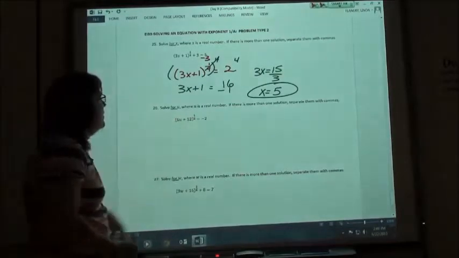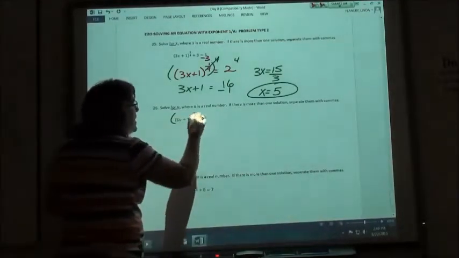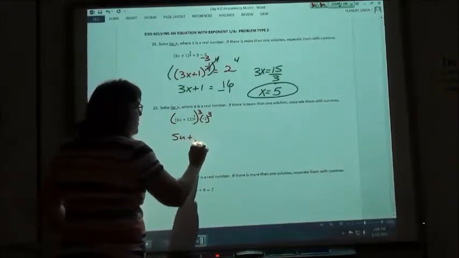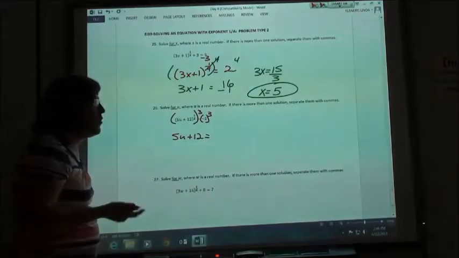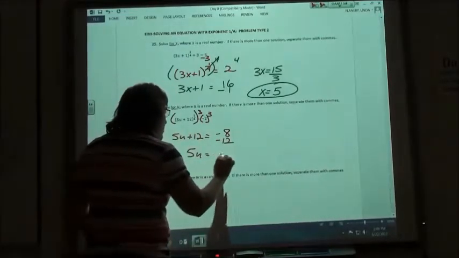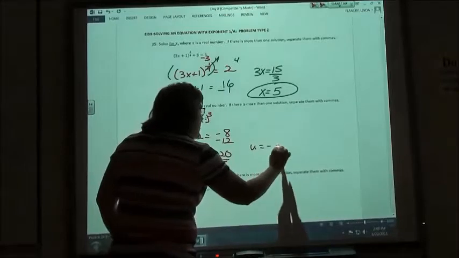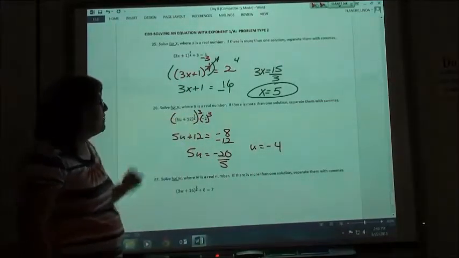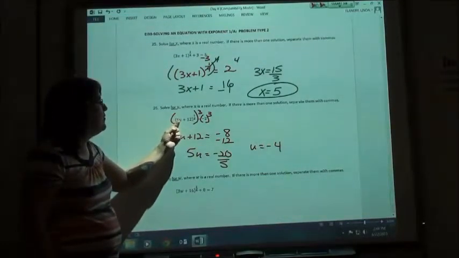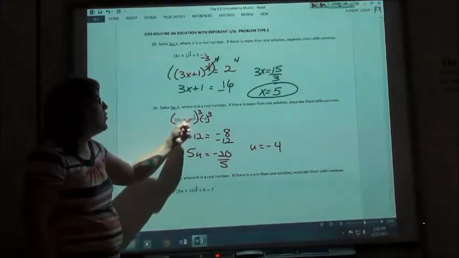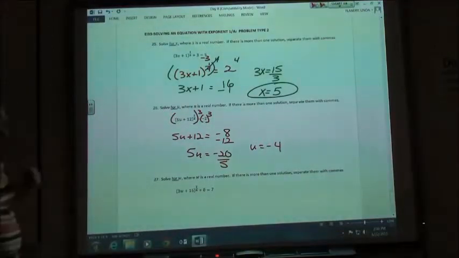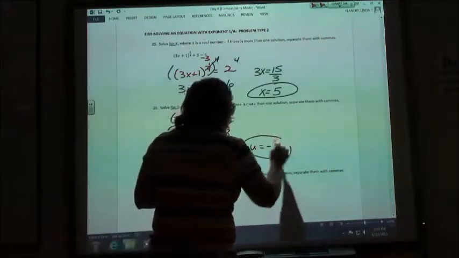Same kind of thing here. This is already by itself. I'm going to take each side to the third power. And so in this case, I'm going to get 5u plus 12 equals negative 2 to the third would be negative 8. I have to subtract my 12. So 5u equals negative 20 and divide, u equals negative 4. Now here we have an odd exponent, so we should be okay. 5 times negative 4 is negative 20. Negative 20 plus 12 is negative 8. And the third root of negative 8, sure enough, is negative 2, right? The cubed root, the third root of negative 8 is negative 2. So that checks out okay.